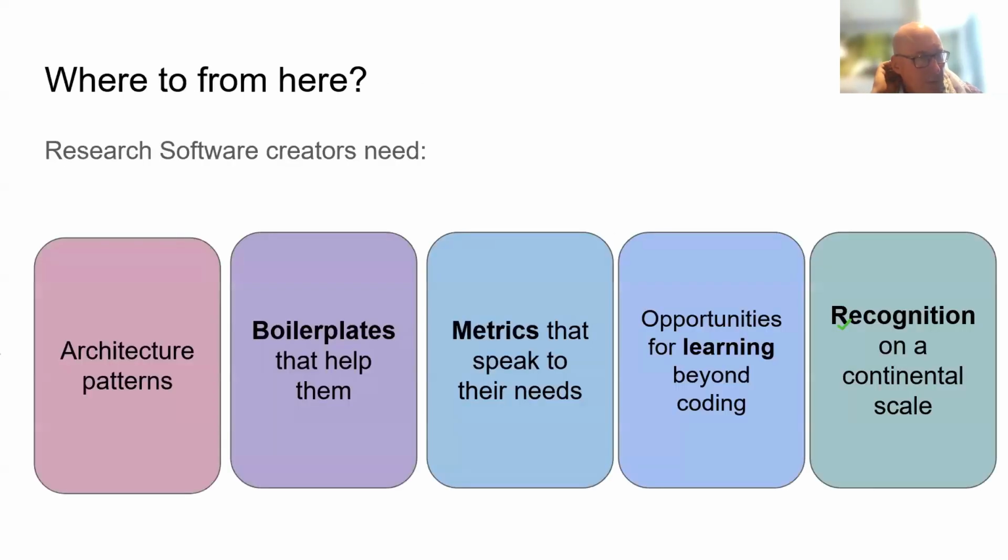Okay. So where to from here? Research software creators need architecture patterns. They need boilerplates. So we've looked at certain kinds of cookie cutter projects in my work, boilerplates that help them structure a project well. They need metrics that speak to their needs. As I said, metrics that speak to quality factors, but also the overarching architecture factors. And they need opportunities to learn beyond just coding, and they need recognition on a continental scale.